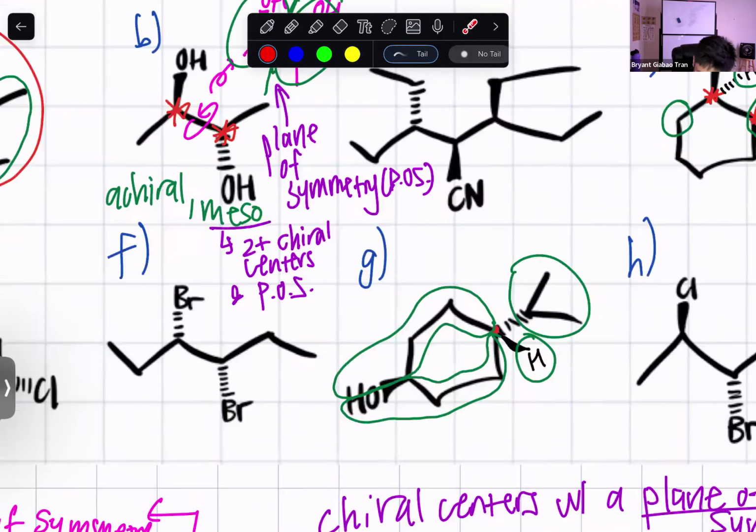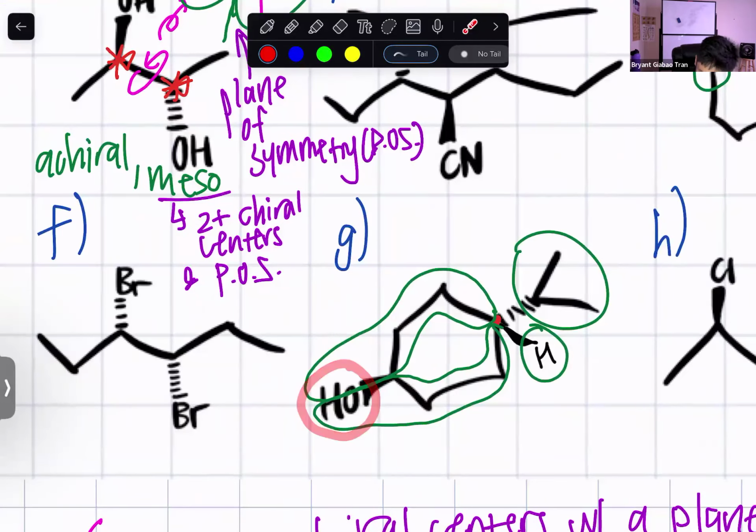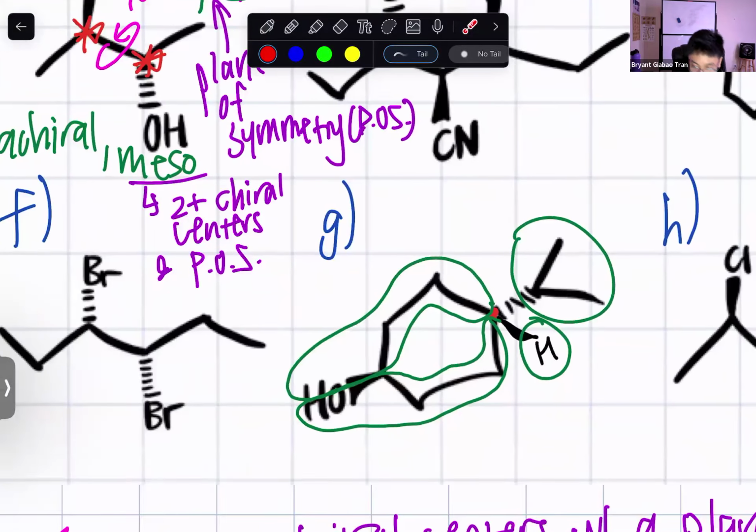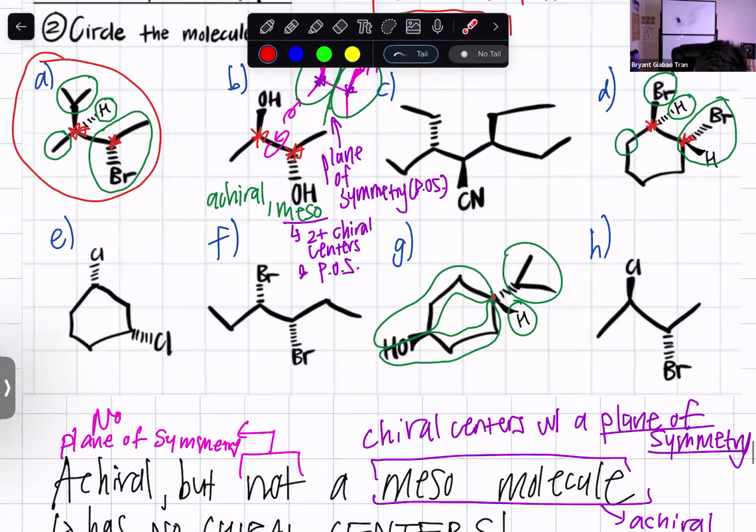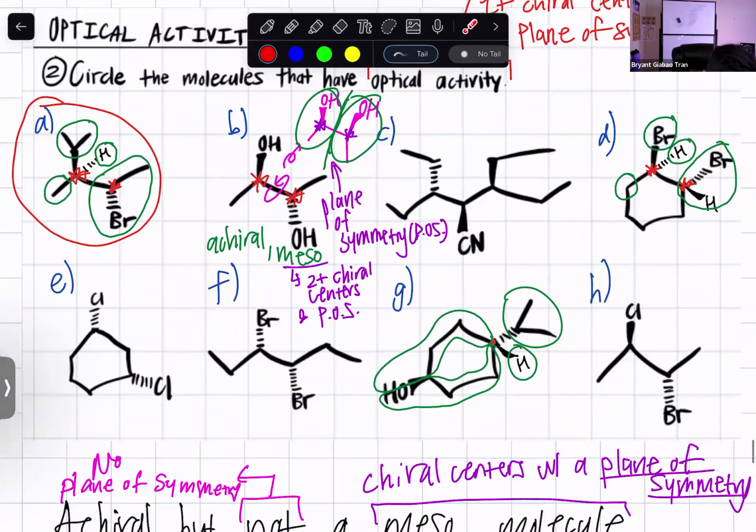We can't say this is meso though, because these two groups here... oh no, yeah, this is not meso at all, right? Because for it to be meso, there needs to be chiral centers. There's no chiral center, so we can't say this is meso. But there is a plane of symmetry and zero chiral centers, so that's like double achiral. This is very achiral, very, very much so. Right. Okay. Now let's try E.